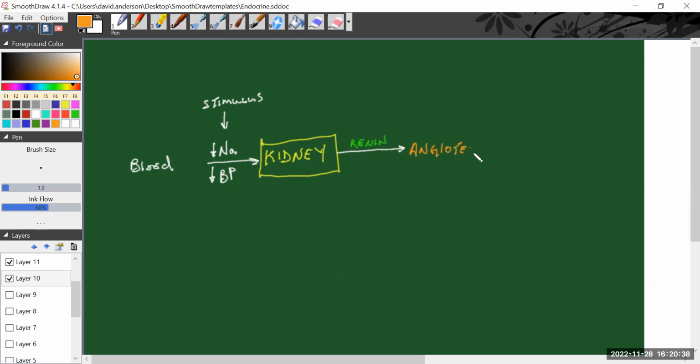angiotensinogen. Remember, if it's in OGEN, it doesn't do anything. It's just a protein that circulates around. And next semester, when you do the circulatory system, you'll talk about what role it does play, even just as a protein, but it isn't an active chemical at this point until it comes in contact with renin. And then renin plus angiotensinogen are going to form angiotensin 1.